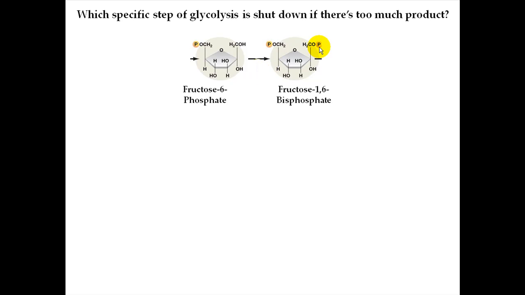This molecule only has one phosphate, while this molecule has two phosphate groups. Where does that phosphate group come from? If you remember, it comes from an ATP. During this step, ATP comes in, drops off one of its phosphates, and leaves as an ADP. The enzyme responsible for catalyzing this reaction is called phosphofructokinase. We're keying in on this one step of glycolysis because it can be turned on or off in response to the cell's needs.